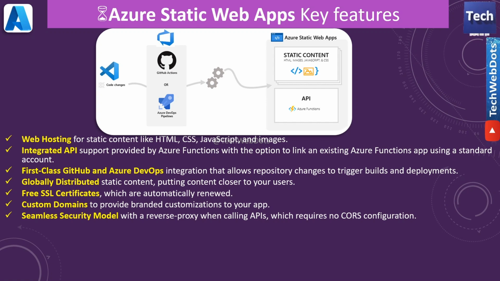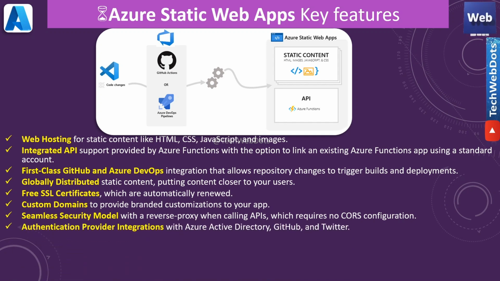So a seamless security model is there with a reverse proxy when calling the API, which requires no cross-origin resource sharing configuration. So you can think of it as: one, our static content is there. Second, our API is also hosted. So you must be thinking there must be CORS configuration required. You don't need to worry about it, everything will be sorted by Azure itself. So there's no need to worry about that as well.